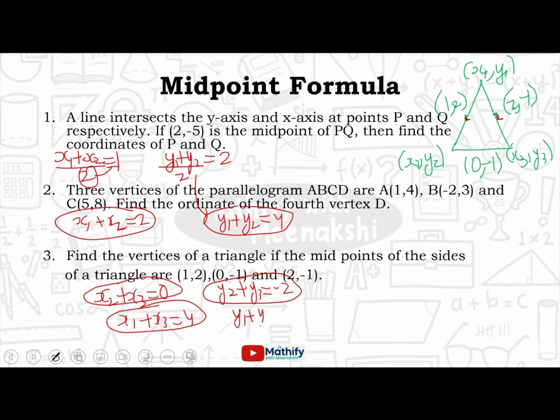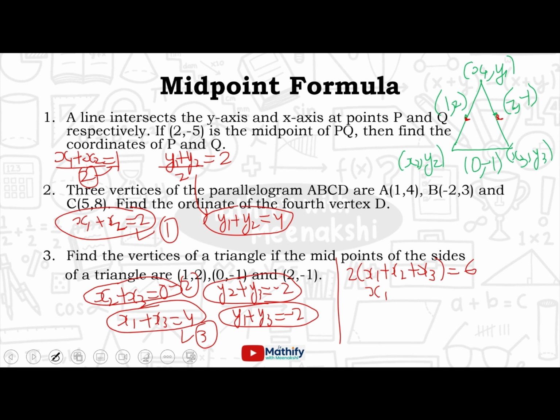y1 plus y3 is double of the y coordinate, that's minus 2. Now if you add this, first I will do it for x1, x2 and x3. If you add 1, 2 and 3, what do you get? Adding them, double of x1 plus x2 plus x3 is equal to 2 plus 0 plus 4, that's 6. Now if you divide, you get x1 plus x2 plus x3 is 3.